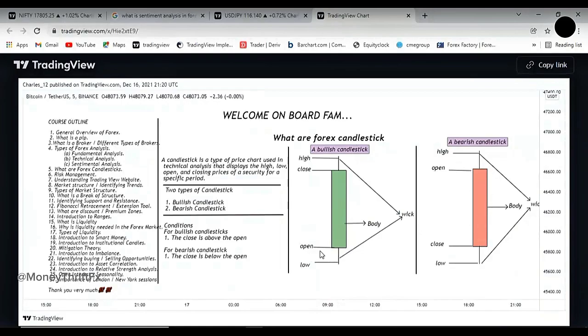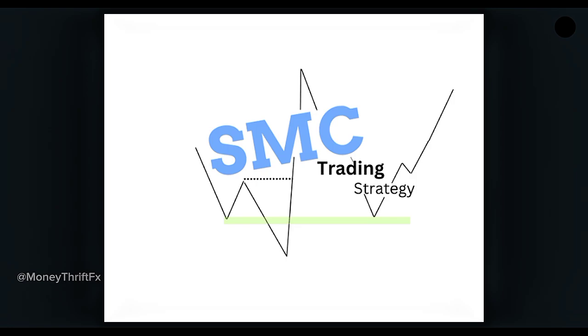So these candlesticks indicate four things: high, low, open, and close. The high simply means the highest point that price got to during the formation of that particular candlestick, the highest point the price comes to.